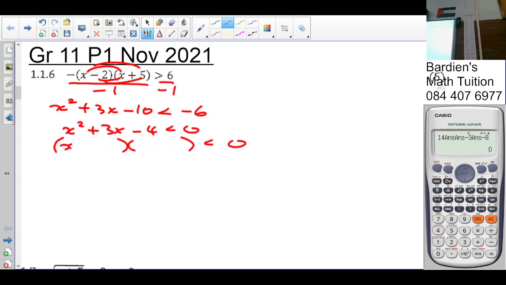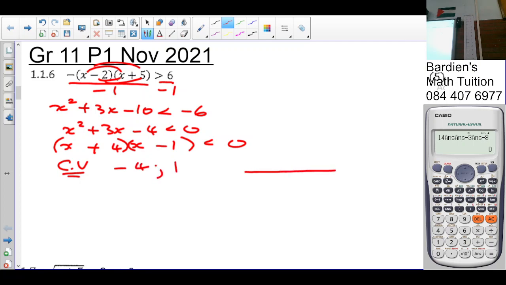Trinomial. So we got x and x, 4 and 1. Plus and minus. So this is what we get: critical values at this point. You don't say x is equal to negative 4 and 1. Again, you're going to lose a mark. You must say it's critical values because there are no solutions to the sum.